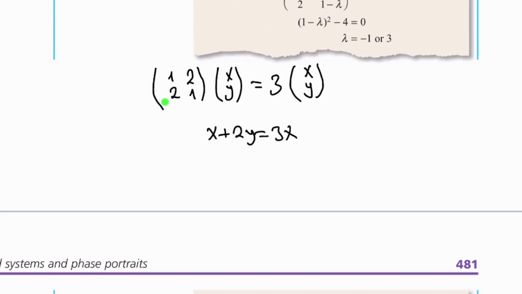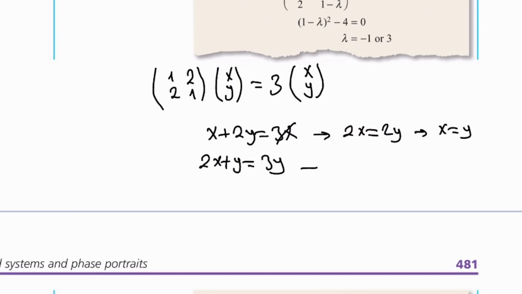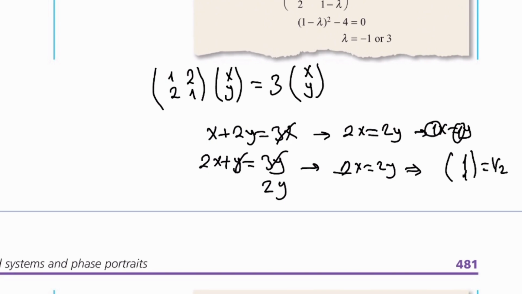Then second row, 2x plus y equals 3y. So 1x is gone here: 2x equals 2y, x equals y. This is going to be the same, okay? So 2x equals 2y. Always you will have two equations the same. And the coefficients are the eigenvector, right? So the eigenvector here is 1, 1. So this is our second eigenvector.